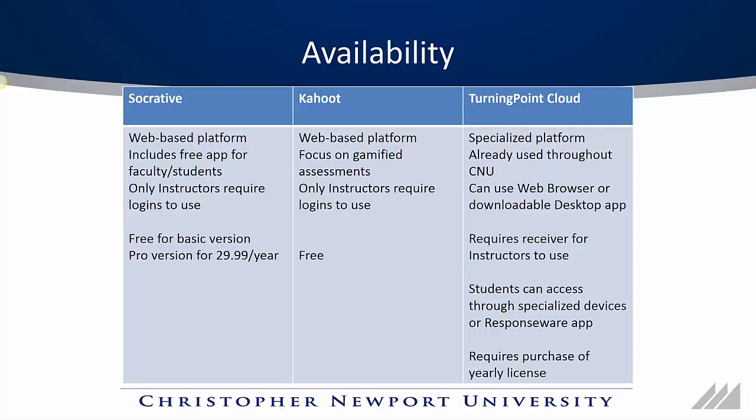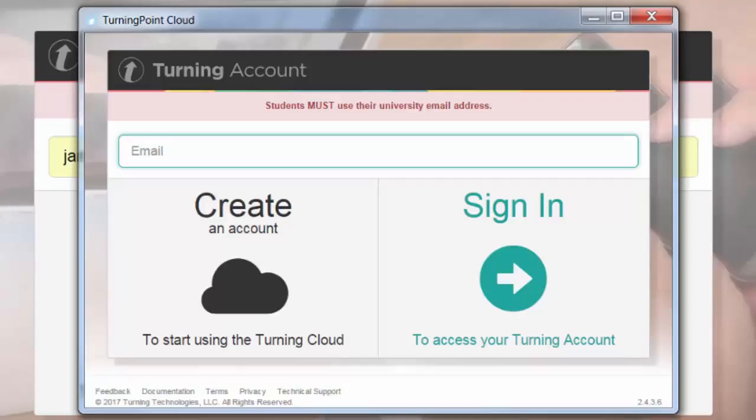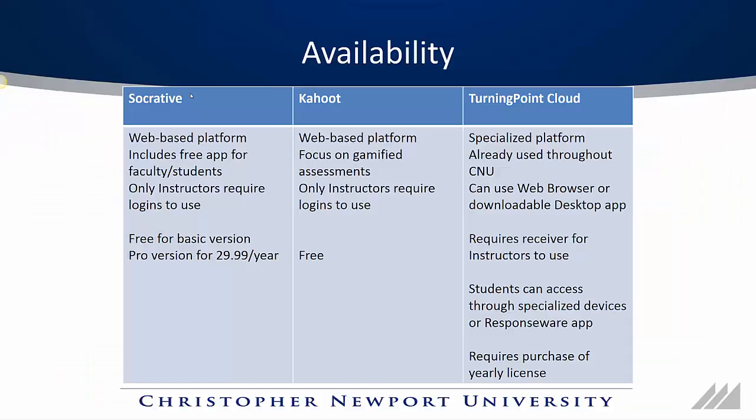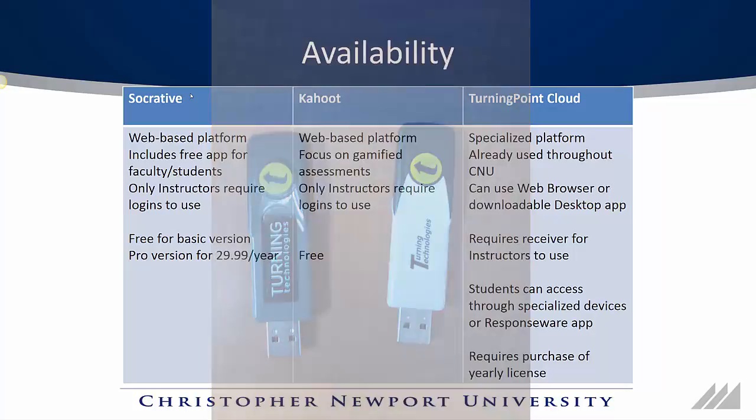Our third platform is Turning Point Cloud, a specialized mobile assessment platform already used throughout several CNU classrooms. Faculty can access their login through a downloaded desktop application to create and distribute their assessments. If you select this platform, the Academic Tech team can help set you up with the equipment you would need to start using Turning Point Cloud. This includes a receiver that plugs into your computer to receive your student responses.